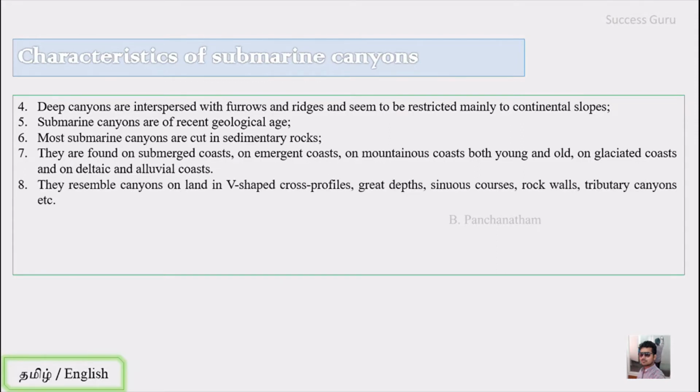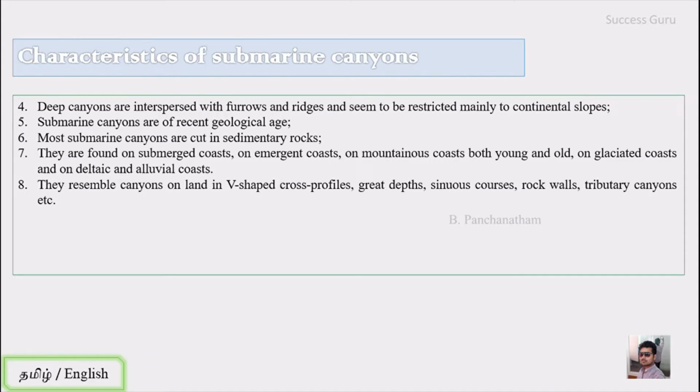They resemble canyons on land in V-shaped cross profile, great depth, sinuous courses, rock walls, tributaries, etc. So if you are comparing a submarine canyon with a land stream river valley, they match in the cross-sectional profile, that is, both have a V-shaped cross-section. Their depths, and their path will be sinuous like the land stream. And the walls are made up of rock, due to erosion, as you know. Then there will be formation of tributaries.